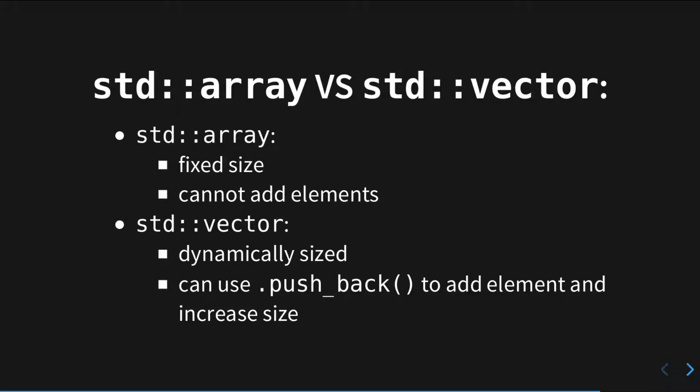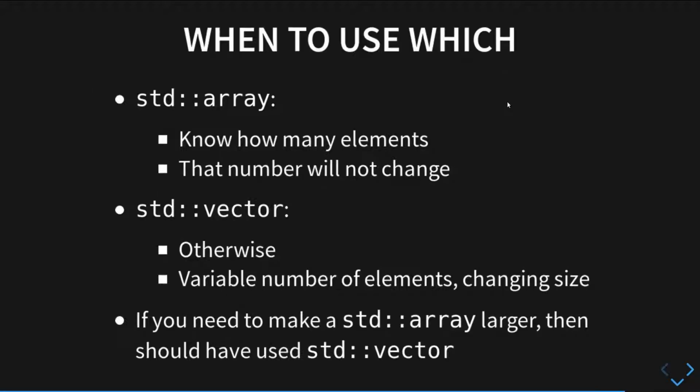So what are the main differences between std array and std vector? The main difference is that std array is fixed size and std vector is not. This means that you can add elements to vector through .pushBack, which increases the size of the container, but std array will always stay at the same size. If you know how many elements there will be, and that number will always be the same no matter what, then you can use std array. Otherwise, you should use std vector.